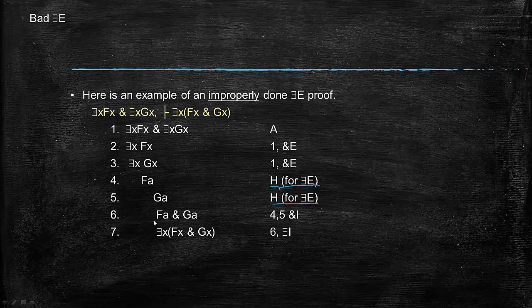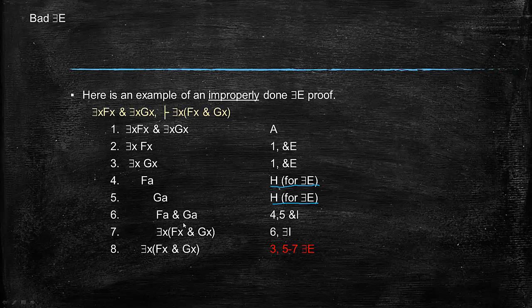So there exists an x, f of x, and g of x. And that's okay too, right? We can do that. We can introduce the existential on f of a and g of a. But now we say, well, now I got what I want. So let me get out of this existential elimination proof.